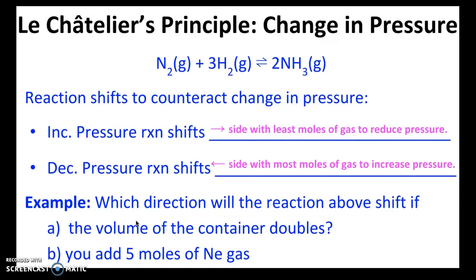Okay, so if you increase the volume, that means the pressure is going to decrease. And if the pressure is going to decrease, it's going to shift to the side with the most moles of gas to increase the pressure and reestablish equilibrium. For this reaction, it's going to shift to the right. On the other hand, if you add Ne, which is neon, it's an inert gas, it's not involved in the reaction, it's not reactive. And so this is going to have no change on the reaction. There will be no shifting.